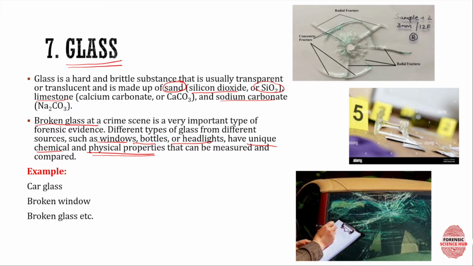Then there can be glass shards on the hair of the perpetrator or on the clothes of the perpetrator because they're so minute that they can easily settle down and the human eye won't be able to recognize it. Glass can also help us determine the entry and the exit points of the bullet. Example can be broken glass, as in this case, broken window, car glass broken. All these things can act as an evidence.